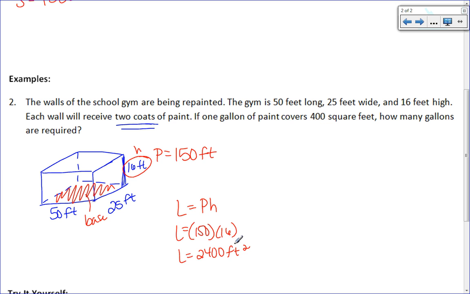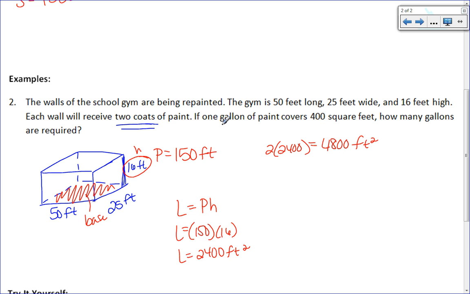Okay, well this is the amount of area that's on those 4 walls. Each of the walls will receive 2 coats of paint. So we're not painting this much area, we're painting twice that much area. So I want 2 times 2400 is 4800 square feet. So this now is how much space we're actually trying to paint.